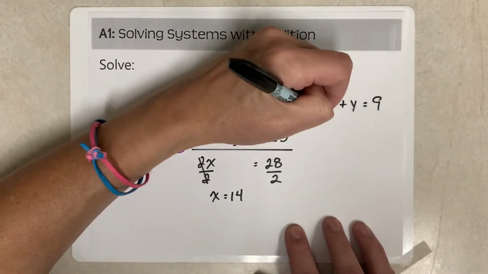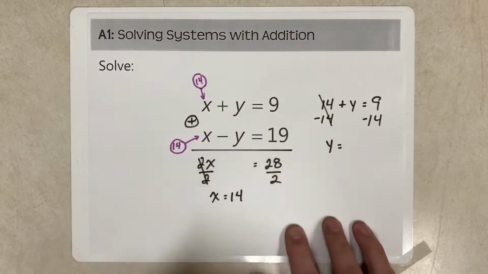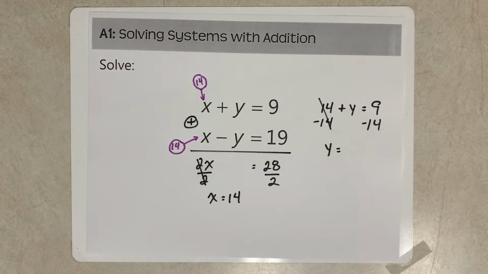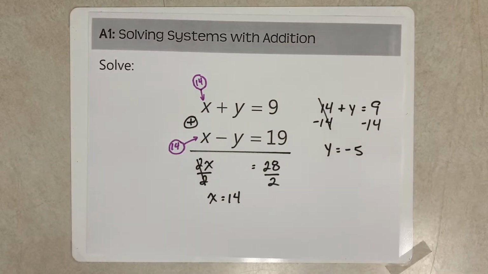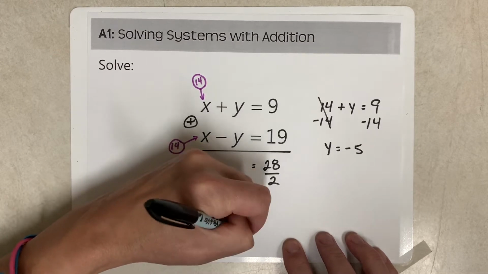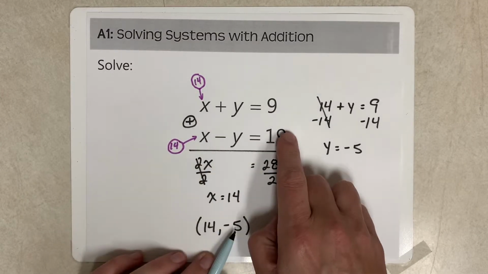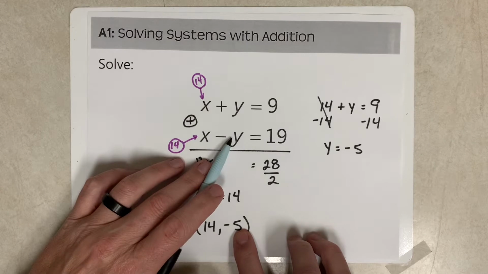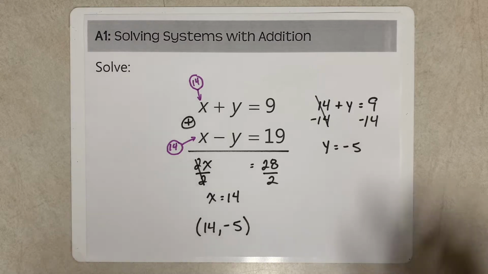So I'm going to subtract 14 on both sides. Okay, and I get y is equal to 9 take away 14 is going to be negative 5, right? So negative 5 is for y, and then x is 14. So I have the ordered pair solution 14 comma negative 5. So let's see if that works down here. Is 14 minus negative 5 equal to 19? Well, that would be 14 plus 5, and that's definitely equal to 19. So 14 comma negative 5 is definitely the solution to that one.